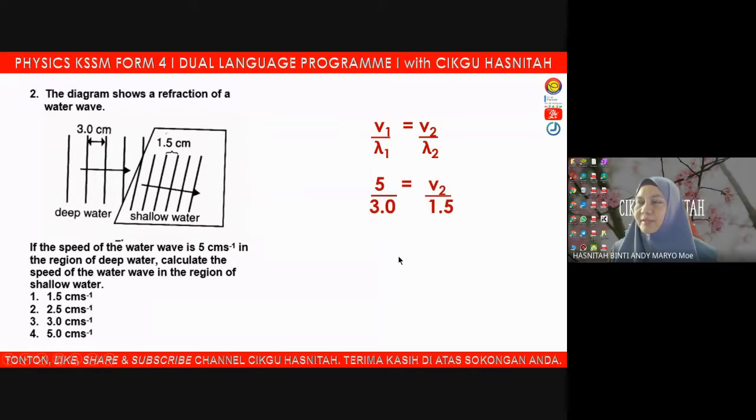So we just do the substitution and make sure you put them in the correct places. For V1, the speed of the wave in the deep water region is 5, and this is the wavelength, 3 centimeter. So we are looking for V2 where the wavelength is 1.5. By this, V2 is, yes, 2.5 centimeter per second. So the answer is B. 2.5 centimeter per second.